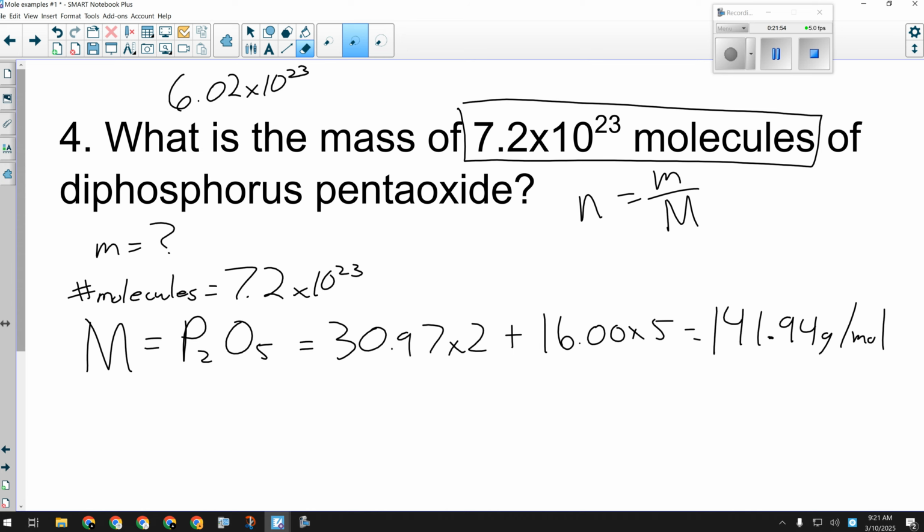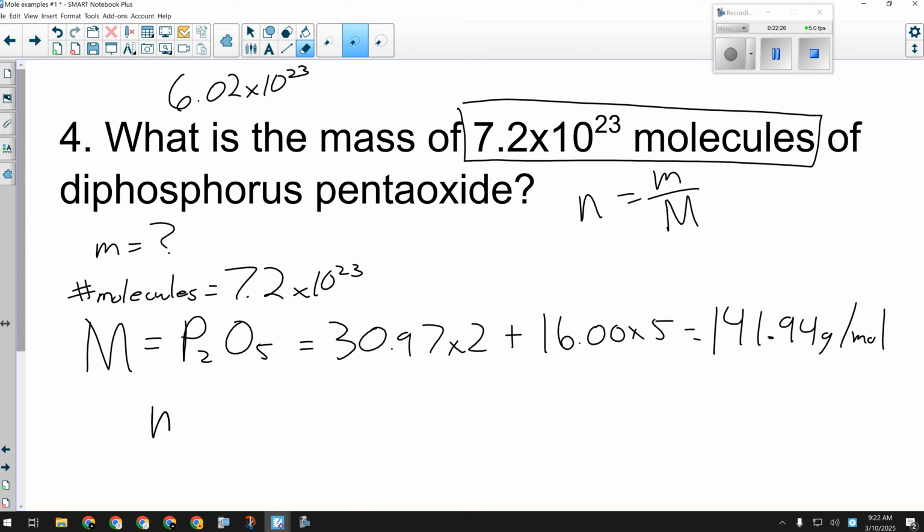So let me ask you this hypothetical question. I have 24 eggs. How many dozen eggs do I have? How did you do that? You divided them. You took the number of eggs you had and you divided by the number of eggs in 1 dozen. You went 24 divided by 12. You're going to do exactly the same thing here. You're going to take the number of molecules and you're going to divide by the number of molecules in 1 mole.